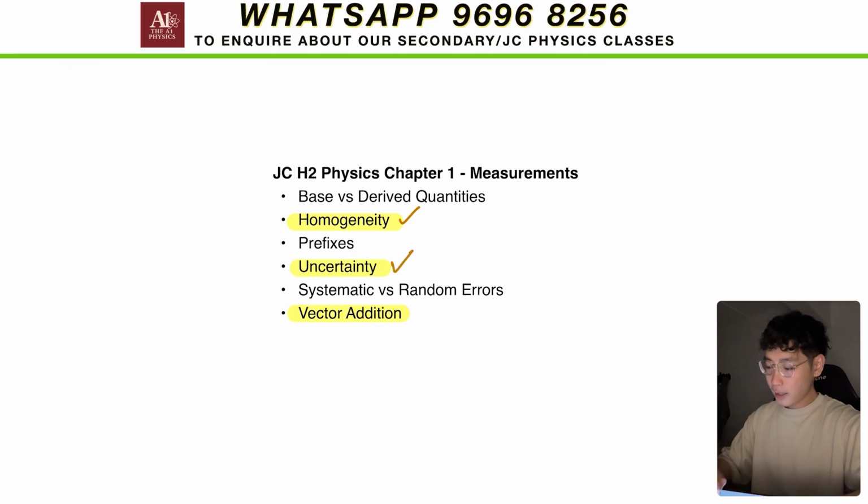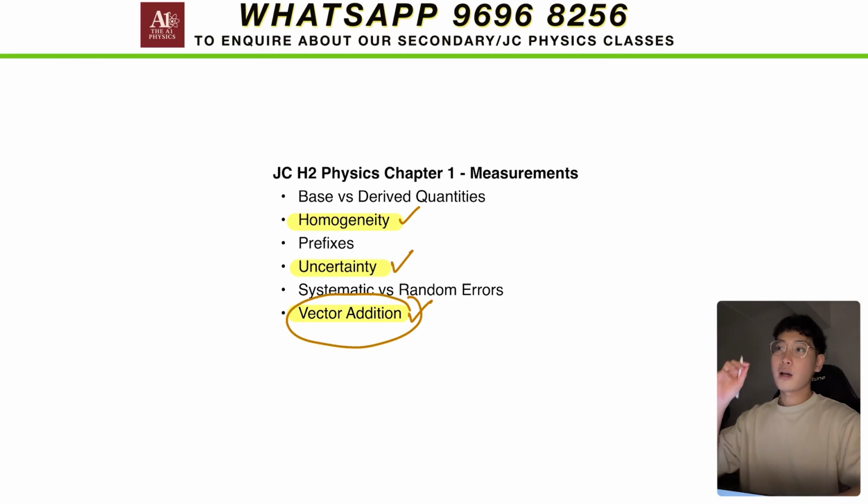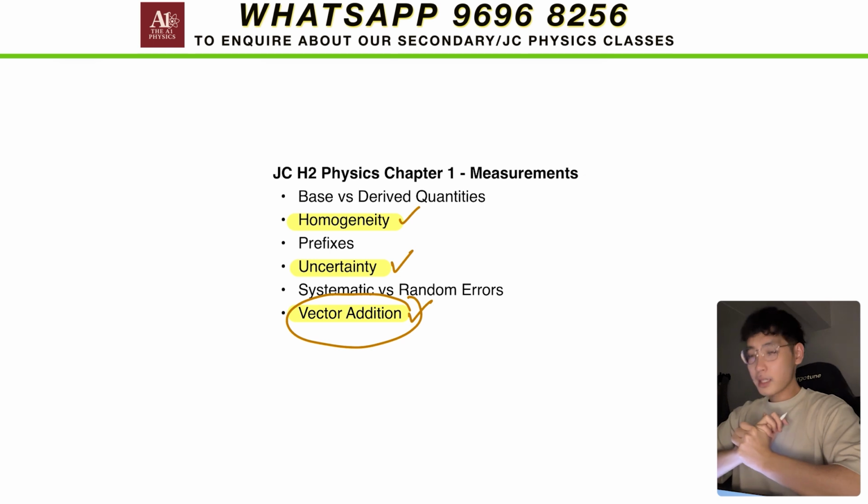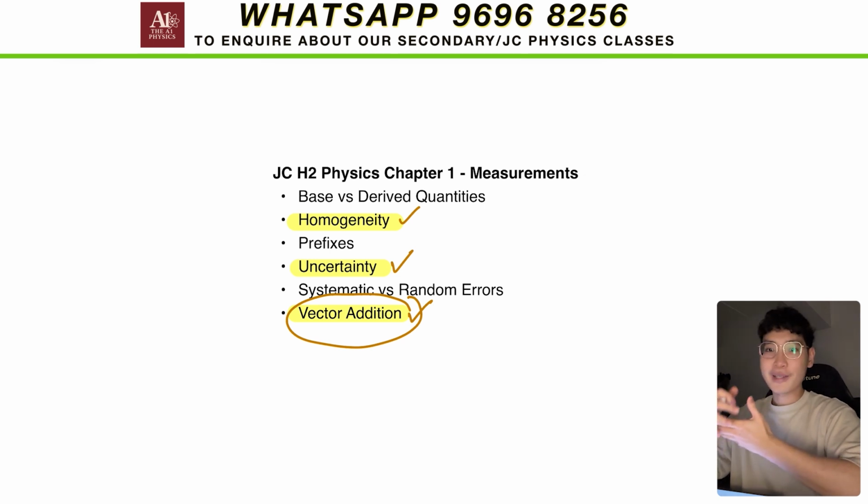Homogeneity, uncertainty, and vector addition, right? Especially this one, important one. Vector addition is a very, very important fundamental concept in JC physics. Even though this is the first chapter, it's a bit more basic, but it's a very important base for the rest of the chapters, right?